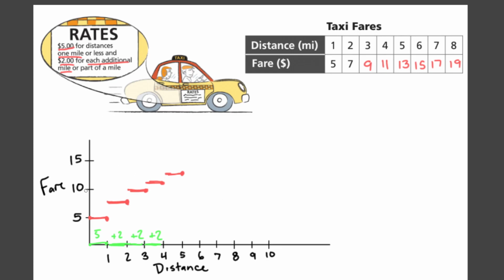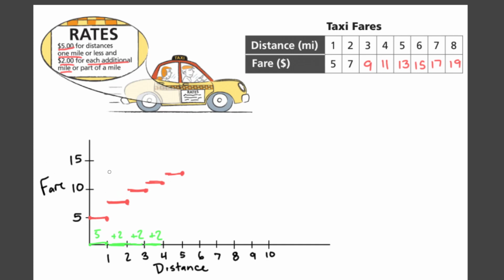As you can see, this looks a lot more like a staircase, which is why this is called a step function. In other words, there is nothing in between. There are no connecting little pieces here. It creates steps because they are not considering cents. It's too much work for this taxi company to consider, okay, you've gone an extra quarter mile, so we're going to add an extra 35 cents on there.